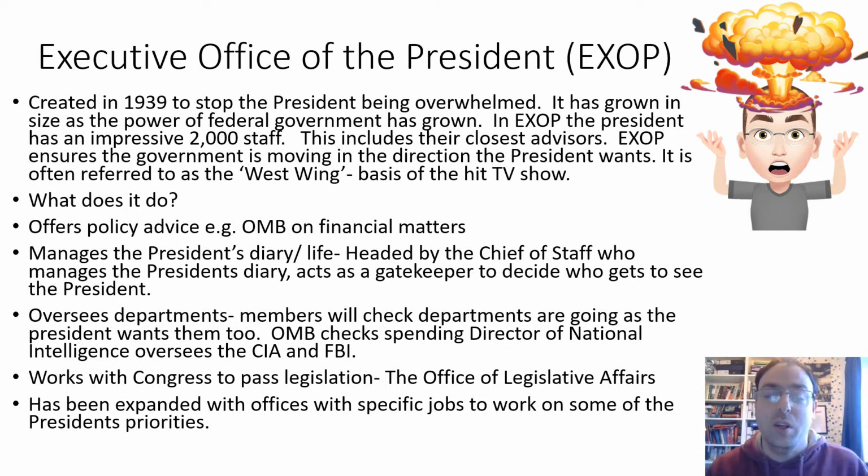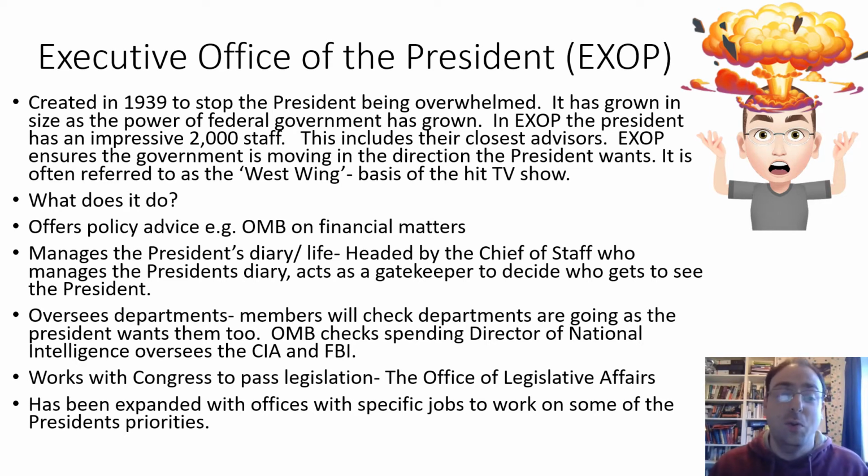And this includes a lot of their closest advisors, and ensures that the government is going to move in the direction that they want it to, because they are physically distant from the actual federal departments, and it's very difficult for them to have complete oversight of what's going on there. And as we've seen with the other video, they don't tend to use the cabinet a huge amount, and so what EXOP does is it gives them that oversight and those people who are close to them.